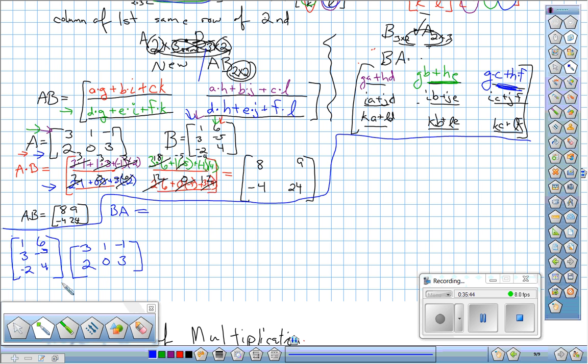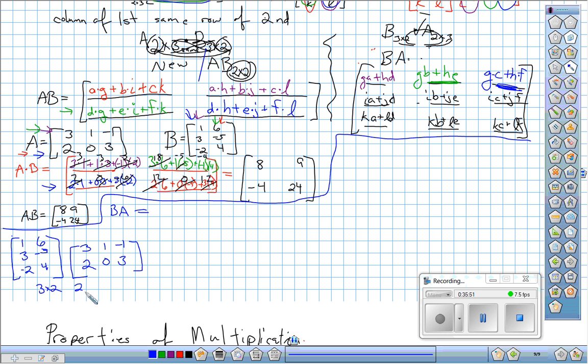Okay, so this is a 3 by 2 matrix, and this one over here is a 2 by 3 matrix. Okay, so these are the same, so that's good. My new matrix is going to be, so I'm kind of trying to keep things small and separate. And you should just take up lots of paper. What I'm going to get out of this is going to be a 3 by 3 matrix.